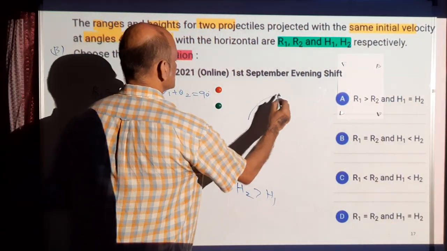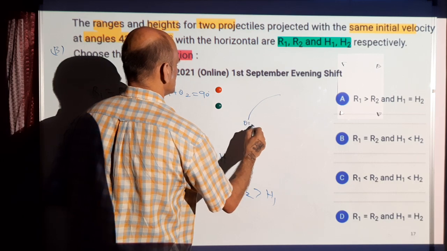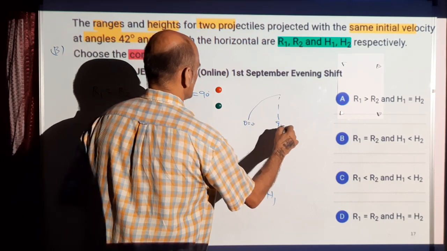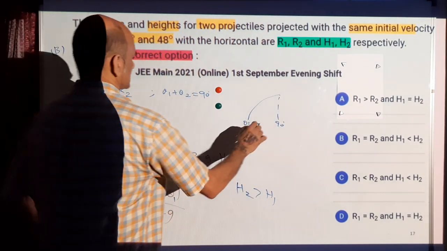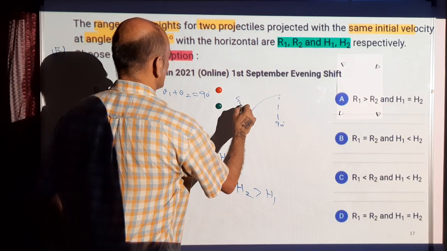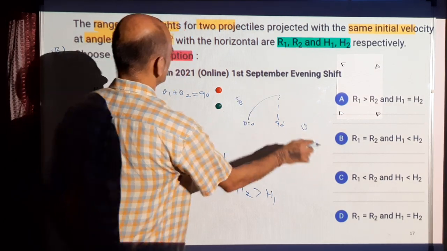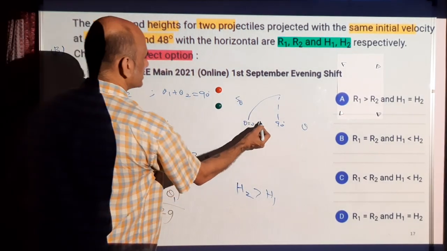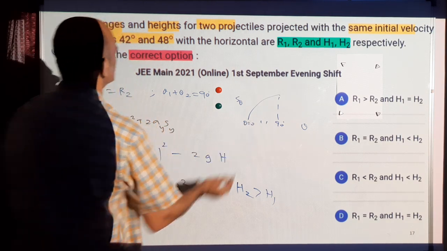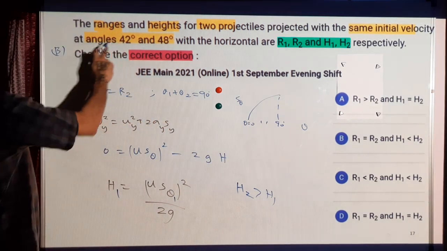The sine variation is like this. Theta equal to 0 degrees, this is 90 degrees. So in the first quadrant, as the angle increases, the value of the sine will also increase. Sine theta versus theta. So 42 will be here, 48 will be here. So sine 48 is greater than sine 42. So H2 is greater than H1.